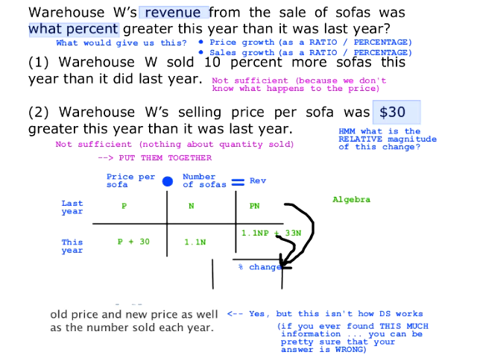That didn't work very well. The percent change is technically the new minus old over the old, although you can also just do the new over the old and subtract 100%. But if you want to set it up the formal way, it's 1.1 NP plus 33N minus NP all over NP.